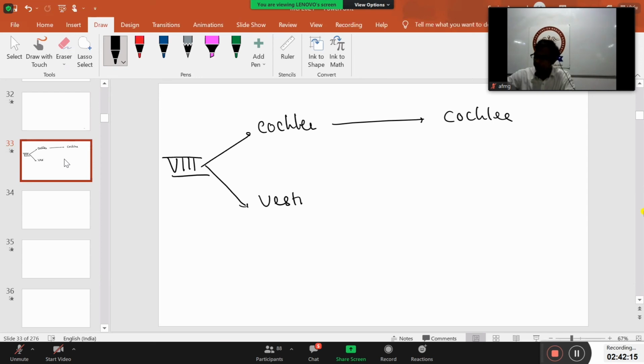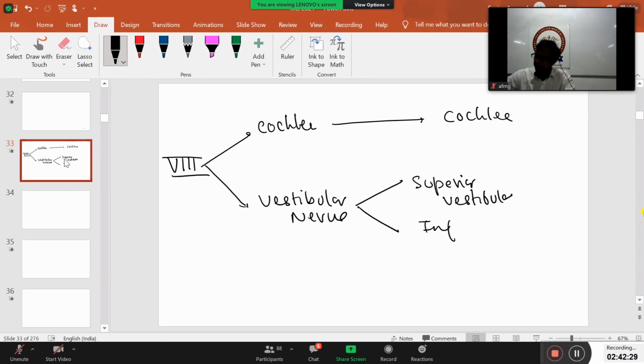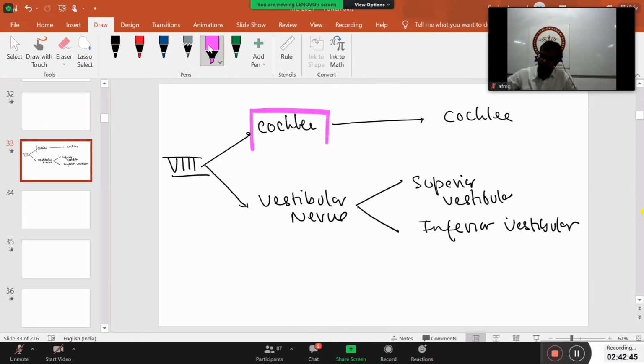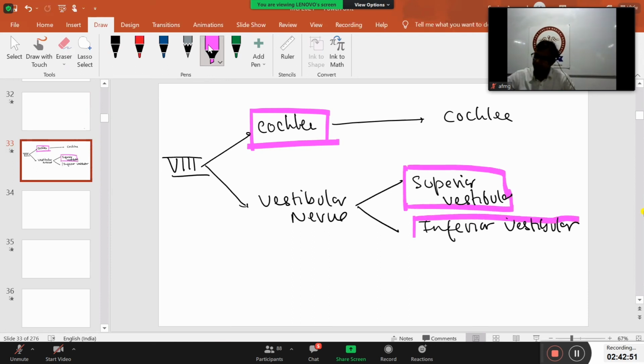And the vestibular nerve, which again divides into superior vestibular nerve and inferior vestibular nerve. So from the eighth nerve, ultimately we have three nerves: cochlear nerve, superior vestibular nerve, and inferior vestibular nerve. These are the three nerves ultimately from the eighth nerve.